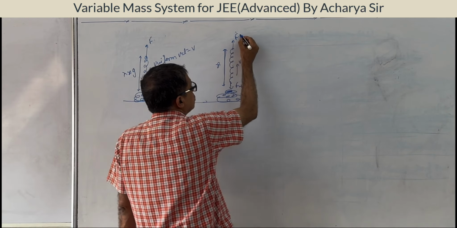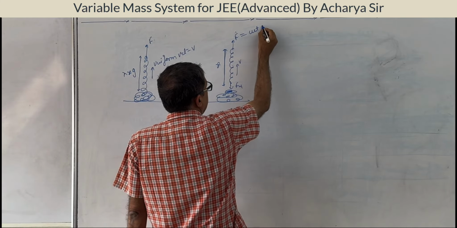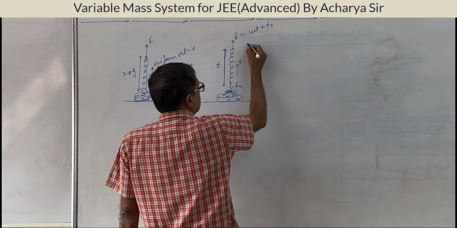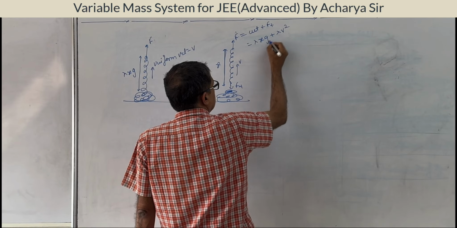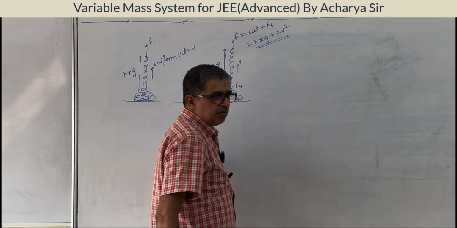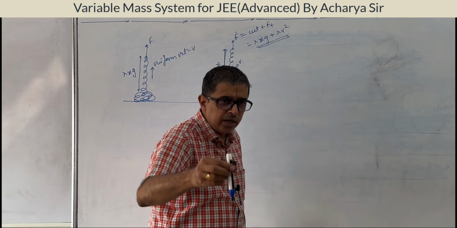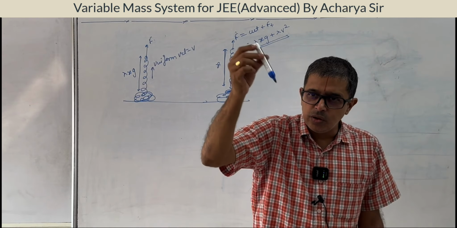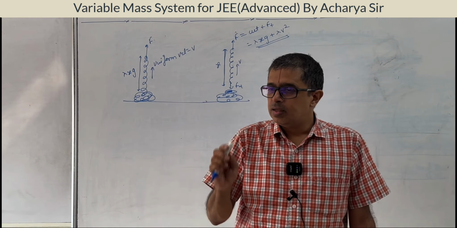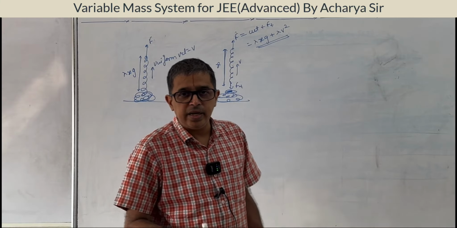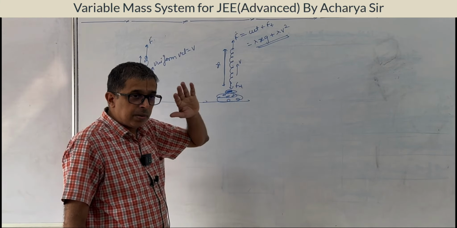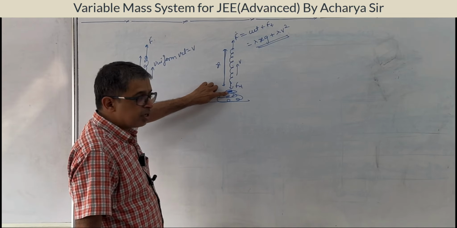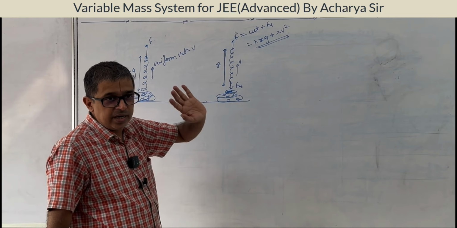So now you ask me this. This will be weight plus thrust force. Weight is lambda x into g, plus lambda v square. That will be the force exerted for me to pull the chain with uniform velocity. This example is mainly taken to explain the direction of the thrust force. Life will become really simple if you take a small element and see the direction.